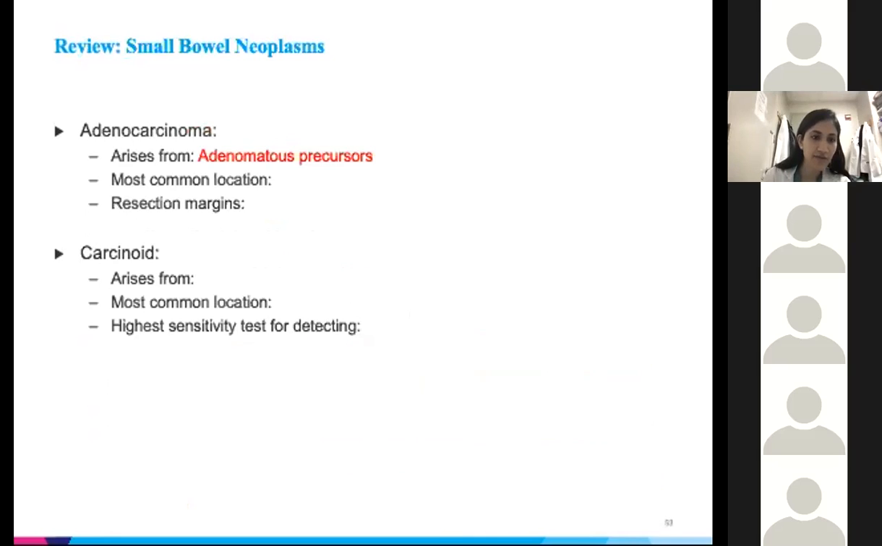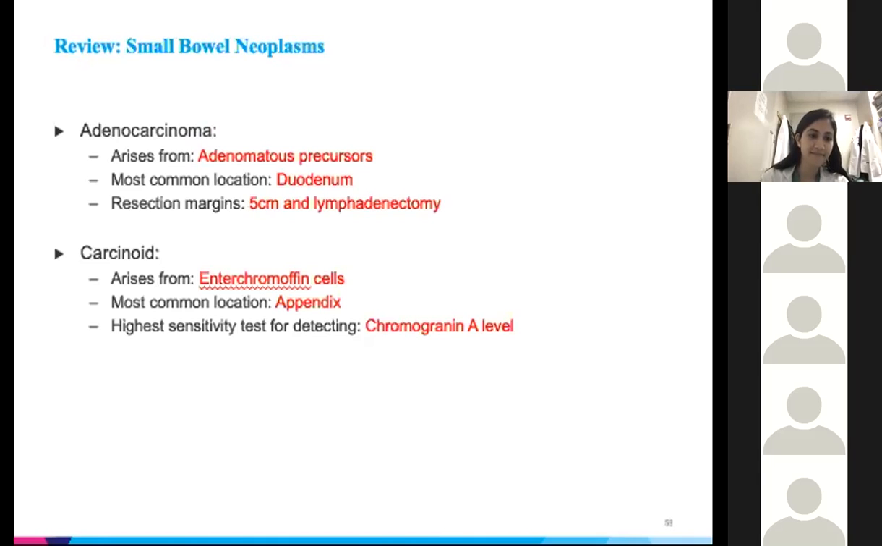And then review of the neoplasms again. Team 3, do you want to go over this? Adenocarcinoma arises from adenomatous precursors. It's most common in the duodenum. You have 5 centimeter margins with lymphatic resection. Carcinoid is from enterochromaffin cells, most common in the appendix. Highest sensitivity is chromogranin. Nice.